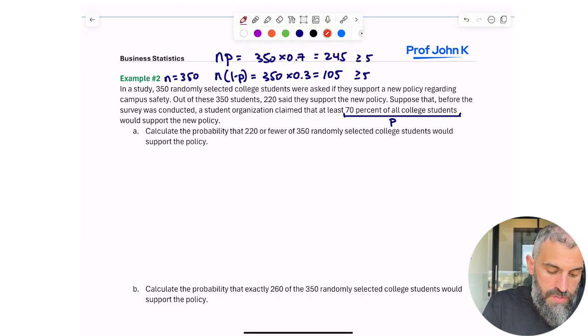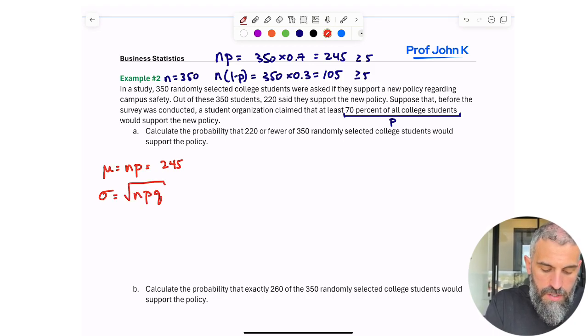You need 2 things, first of all. You need the mean, which we learned in the previous chapter is n times p. We actually have that written up there at the top. And you need the standard deviation, which is the square root of npq. Again, this is from the binomial chapter, guys. So let's do the math on this.